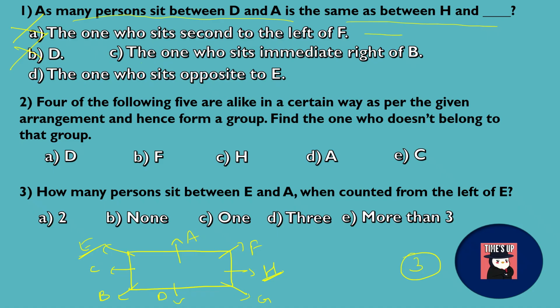B option is also wrong. C option: the one who sits immediate right of B. Who will the one who sits immediate right of B be? C, correct? So the immediate right of B is C. So how many persons are sitting between H and C? 1, 2, 3. So the correct option will be C. Next.